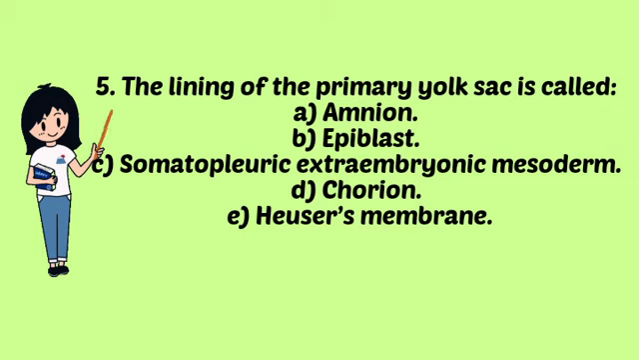5. The lining of the primary yolk sac is called: A. Amnion. B. Epiblast. C. Somatopleuric extraembryonic mesoderm. D. Chorion. E. Heuser's membrane. Option E is correct, Heuser's membrane.